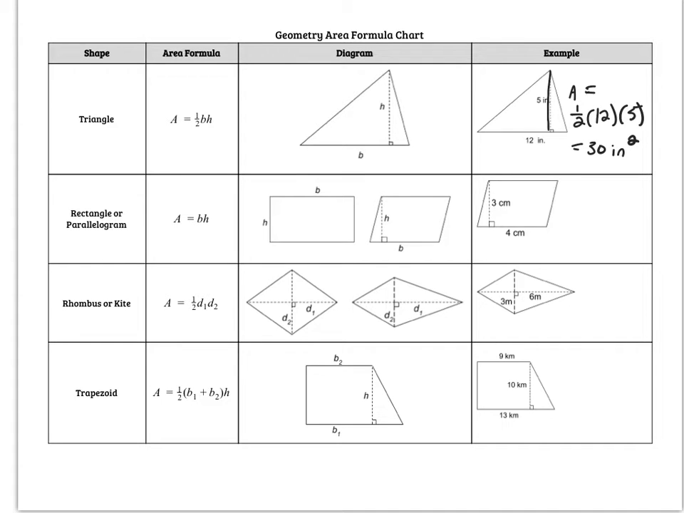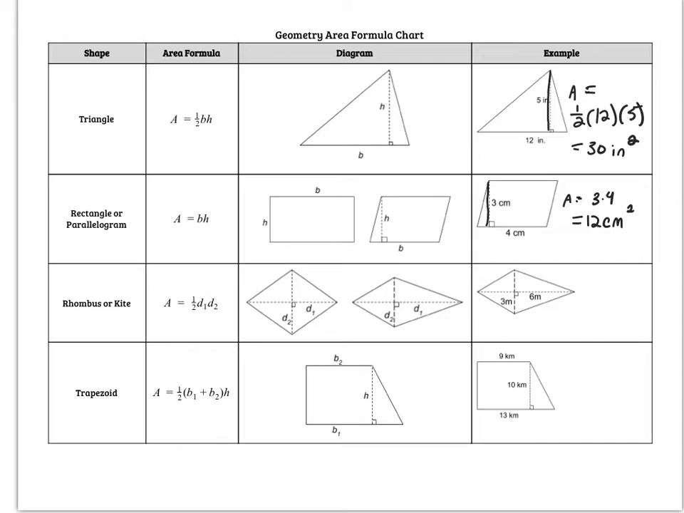Next, we have parallelograms and rectangles, and they have the same formula. The area is just equal to the base times the height. So in this case, we're just going to multiply 3 times 4, which gives us 12 square centimeters. And again, our height is always going to be perpendicular to our base, whether we're talking about a parallelogram or a rectangle. Rhombuses and kites also have the same area formula.